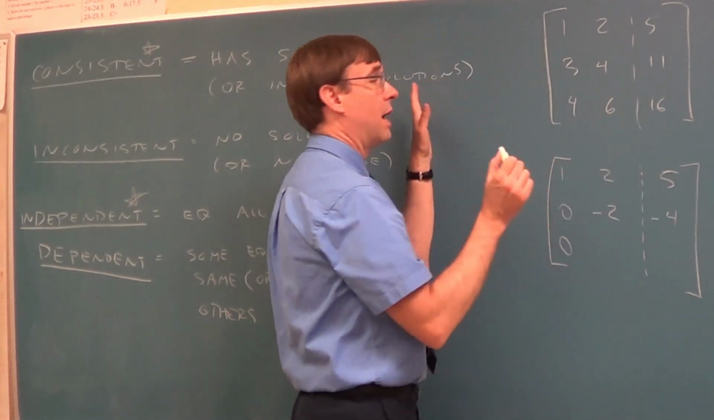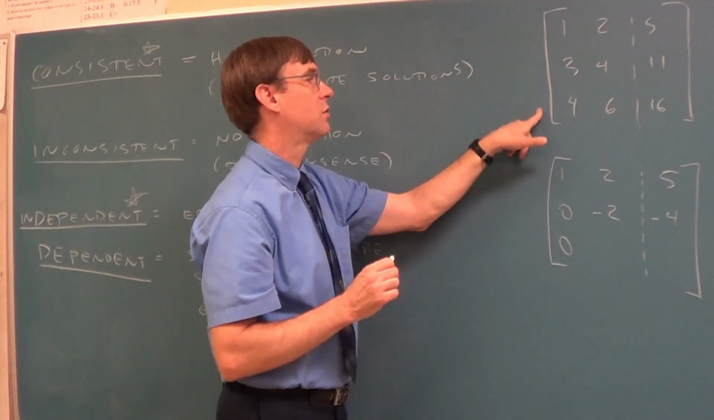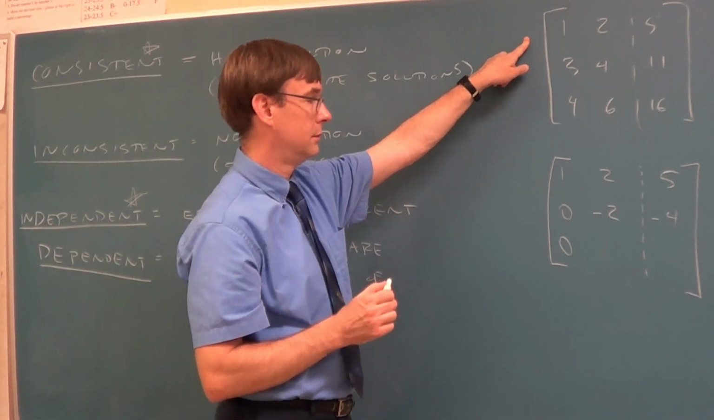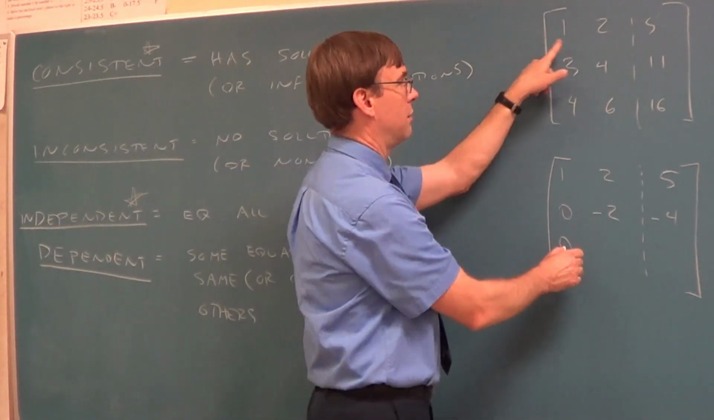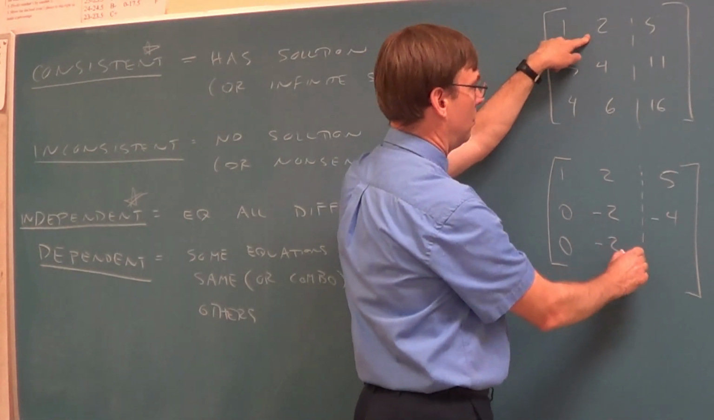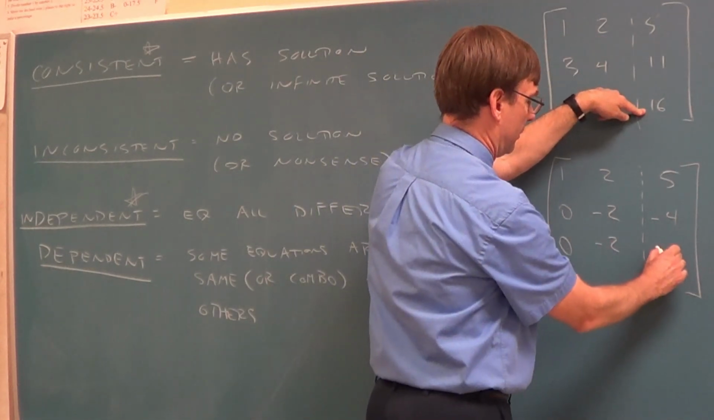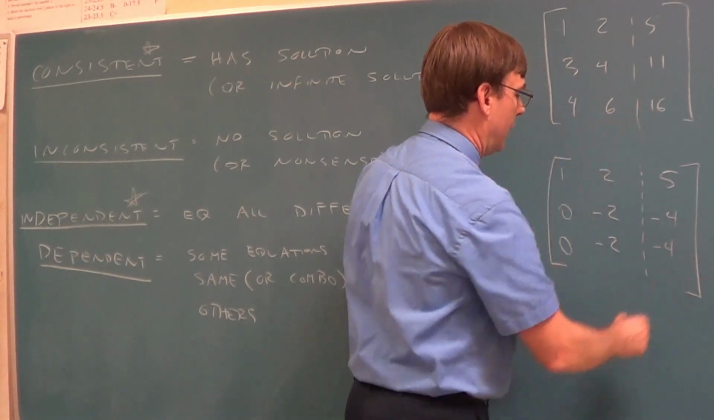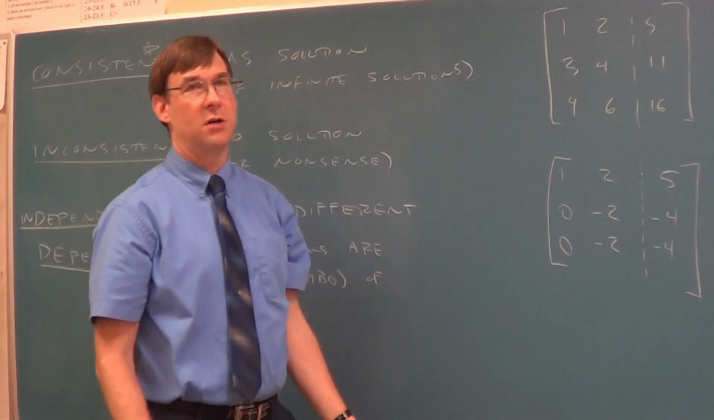-4. And don't forget about that. 1 kills 4 if we multiply by -4. So we get our 0 there. Multiply, add down. -2. Multiply, add down. -4.